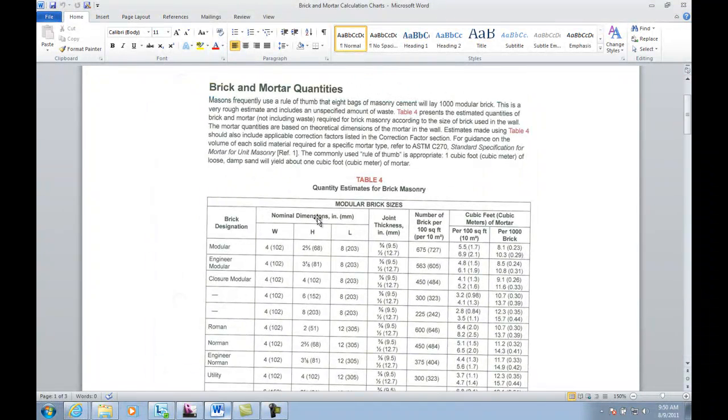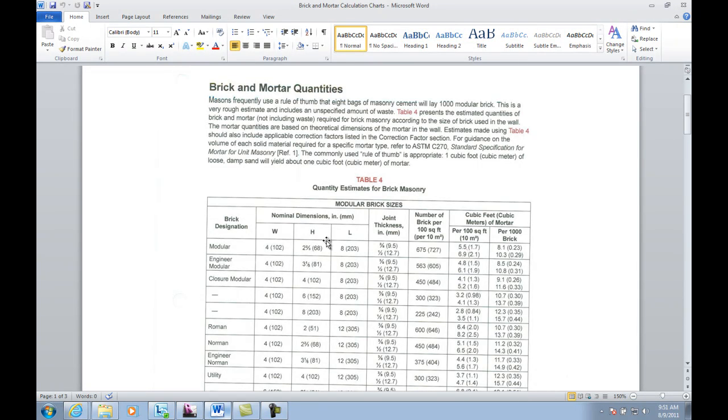This is a nominal dimension. Remember, nominal, it says 4 by 2 3/4 by 8 inches. Just remember, that's nominal. Actual dimensions are going to be, the width of this thing is going to be 3 5/8, because you have to account for that 3/8 mortar joint that we're going to use. And 3/8 is the typical mortar joint that you'll use. You can also use a half, but 3/8 is the most typical, just because that's what the brick or the block is designed for.